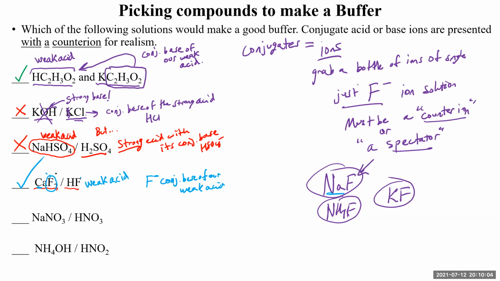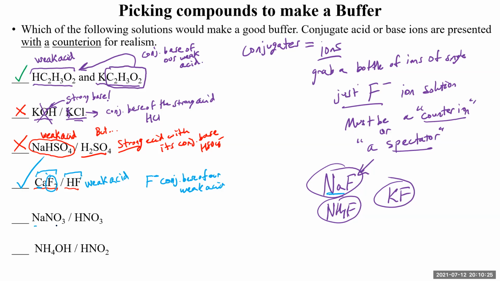You can do that by tweaking the relative concentrations of the ionic compound that holds your conjugate and the ratio of that to your weak acid or your weak base. That ratio determines what the pH range you're going to buffer will equal. And you can move those around as you wish. Okay, let's go on to the next one.